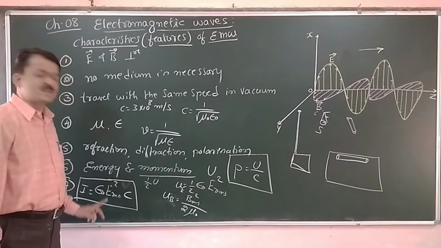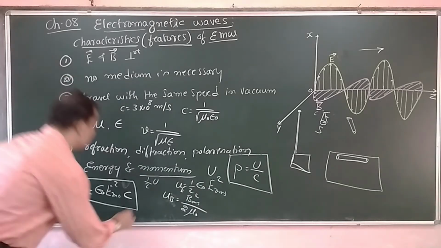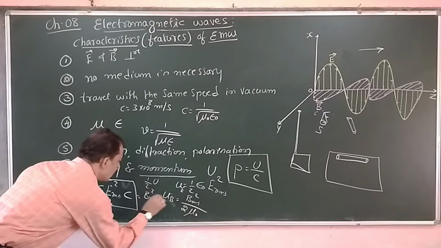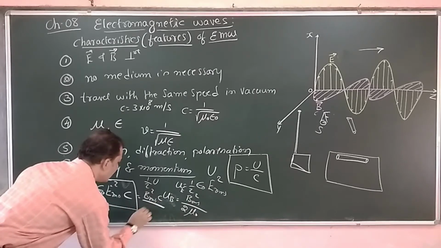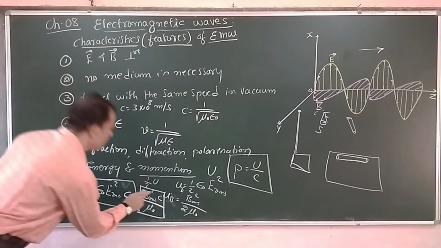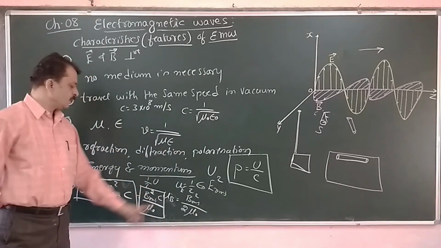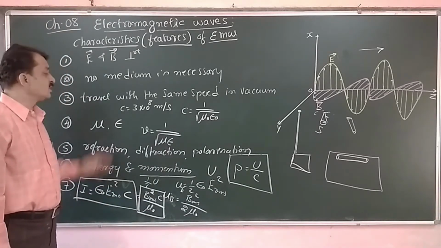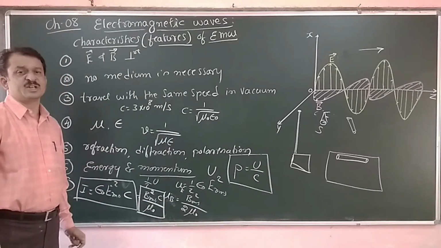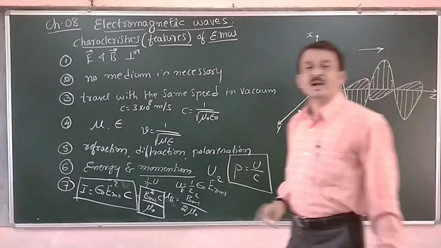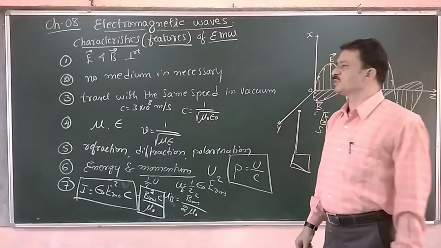The same intensity in terms of magnetic field can be written as, only this one is changing, B RMS square into C divided by mu naught. B RMS square into C divided by mu naught represents the intensity of this electromagnetic radiation. Now, these are some features of the electromagnetic radiations.